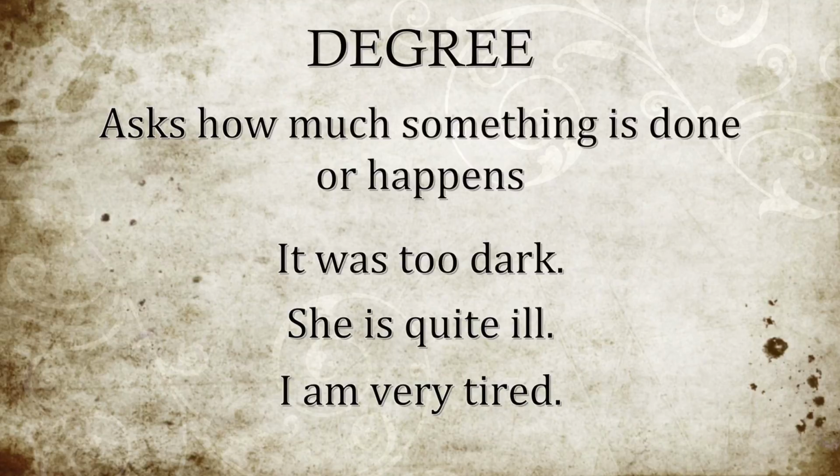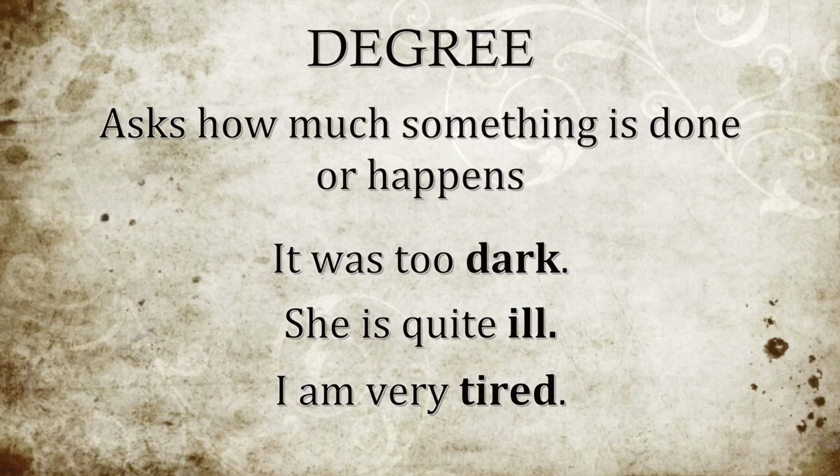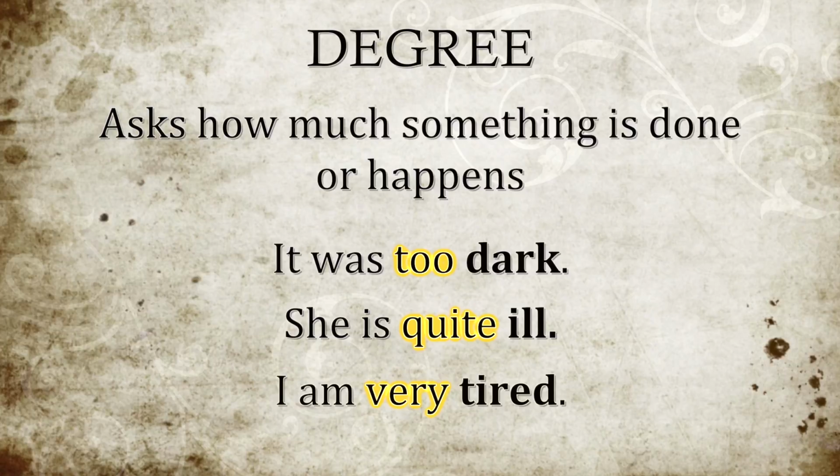It was too dark. Dark is our adjective. She is quite ill. Ill can be an adjective. I am very tired. Tired can describe how I am, so tired would be our adjective. Ask the appropriate question for degree. How much? How dark is it? Too dark. So too would be our adverb. She is quite ill. How ill? Quite ill. Quite would be our adverb. I am very tired. How much are you tired? How tired are you? Very would be our adverb.